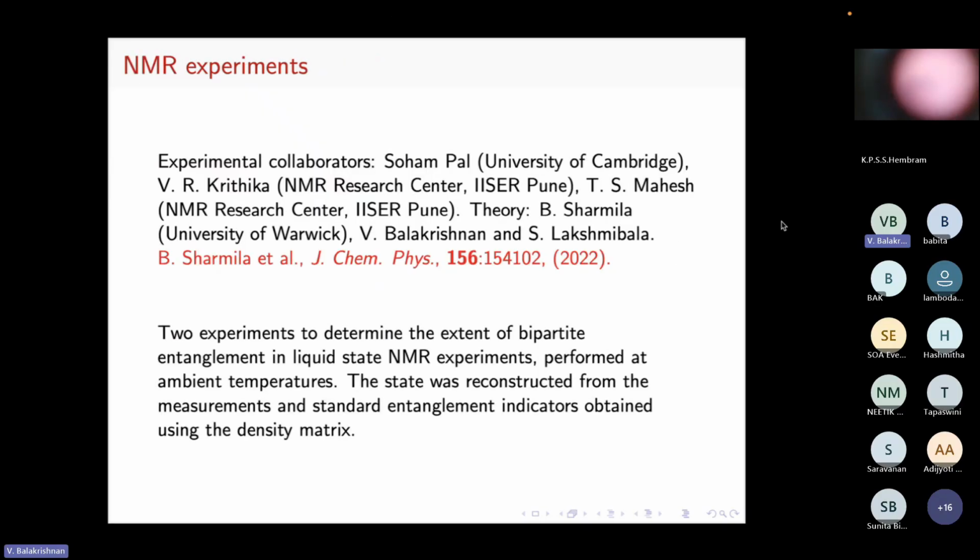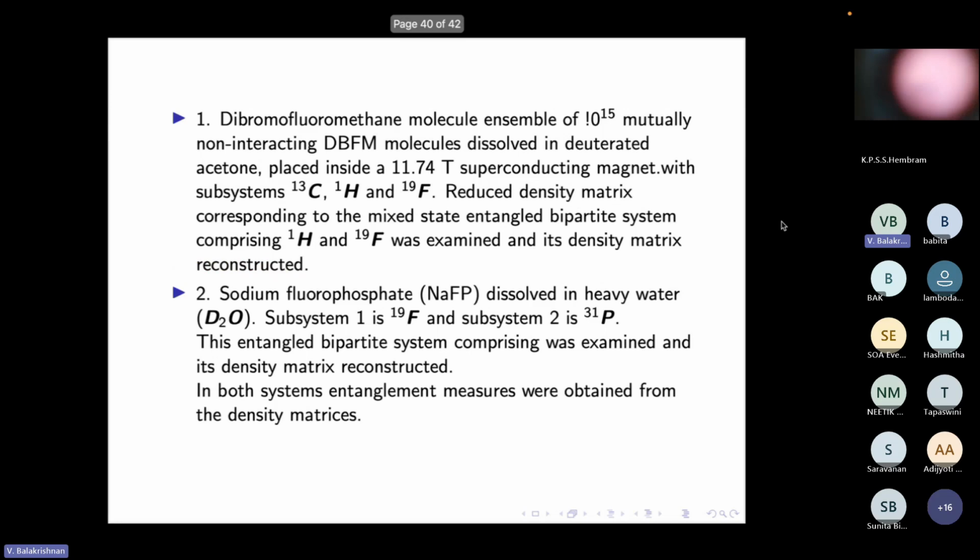And our experimental collaborators here are Soham Pal, presently at the University of Cambridge, and Pritika at IISER Pune. And from our own group, we had Sharmila, who is now at the University of Warwick. And the paper was published in 2022 in the Journal of Chemical Physics. So two experiments to determine the extent of bipartite entanglement in liquid state NMR experiments performed at ambient temperature. The experimenters reconstructed the state from the measurements, and used standard entanglement indicators like concurrence, which they got using the density matrix.